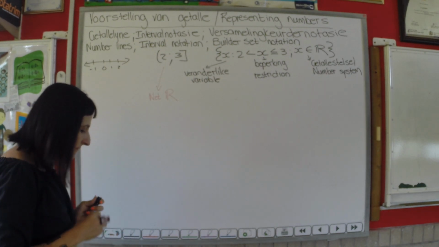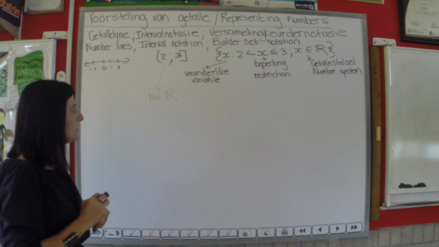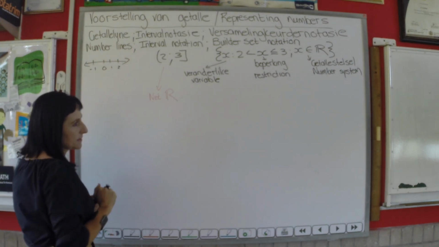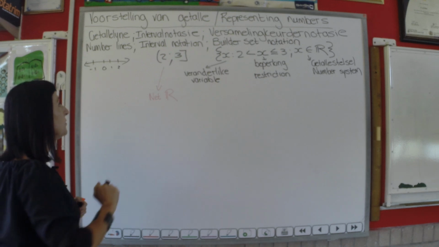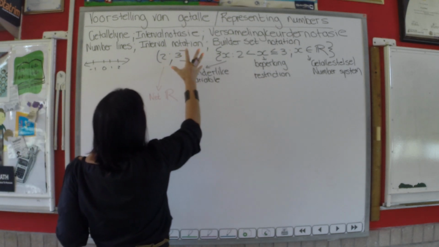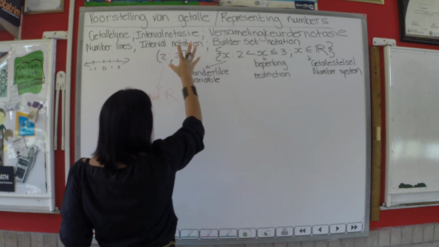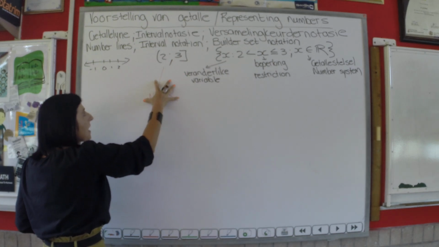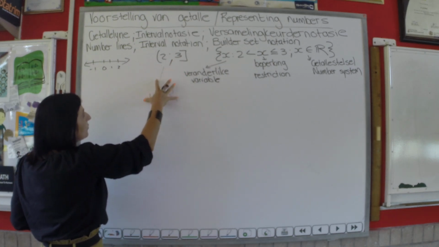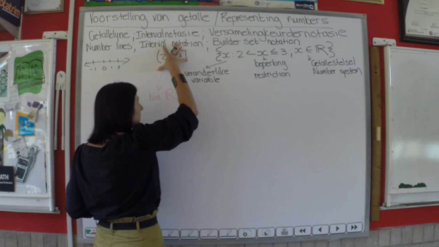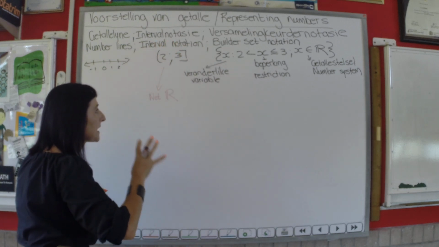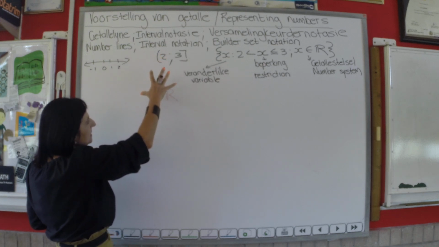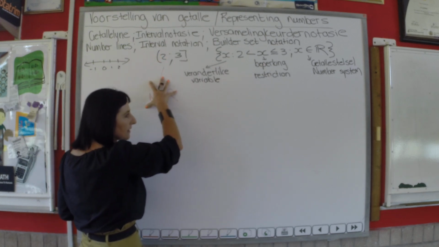Now it's very, very important that you must know that you can draw pictures of any numbers. But when you write down numbers, you can write real numbers only as, or when you use interval notation, it can only present real numbers. Intervalnotasie kan net reële getalle voorstel.